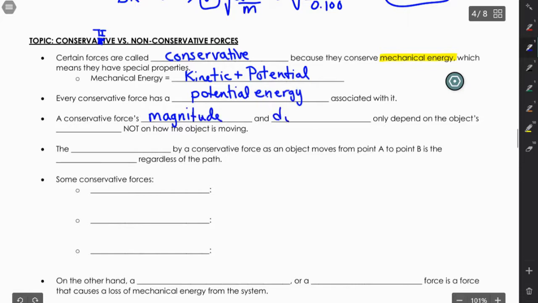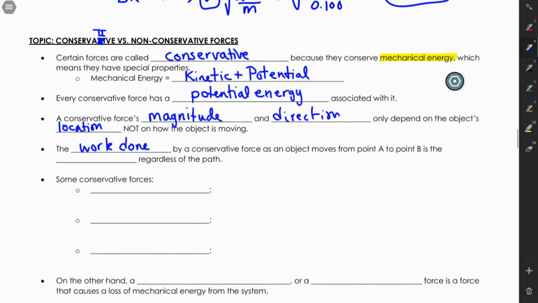Now, the magnitude and direction of a conservative force will only depend on the location of the object, not what's happening with the motion. One of the big conservative forces is the gravitational force. It's only dependent on where that object is located to determine the potential energy from that conservative force.